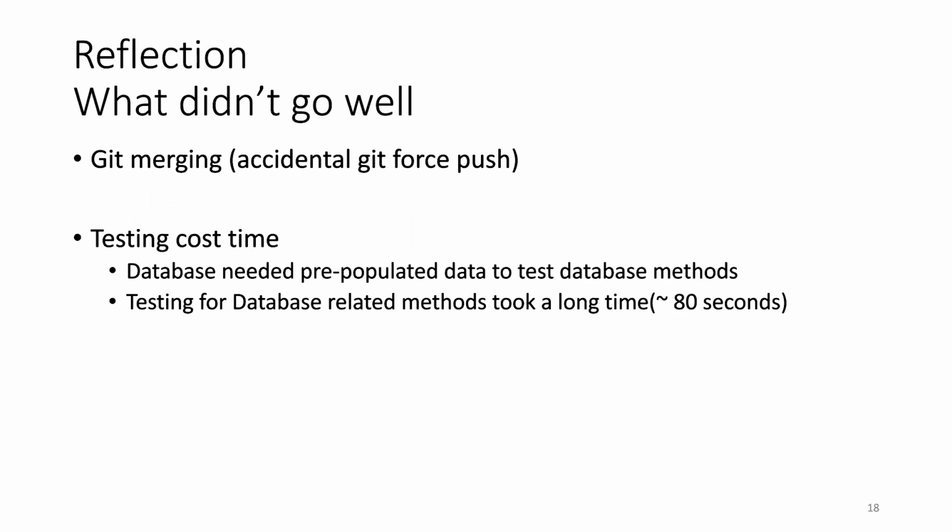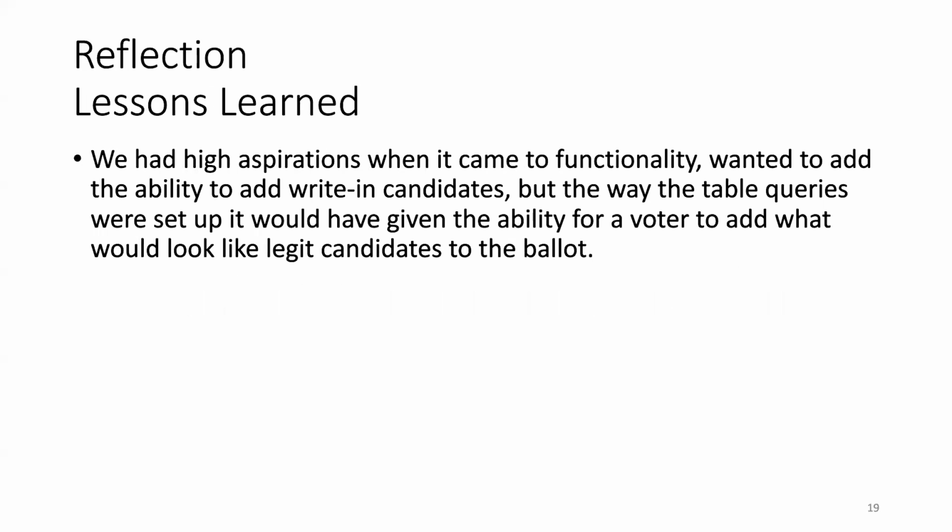And for what did not go well, there are 2 main parts. The first part is the git merging. There were some accidental git force pushes. And for the second part, the testing cost too much time. The database needed pre-populated data to test database methods, and the testing for database related methods took a long time, like more than 80 seconds.